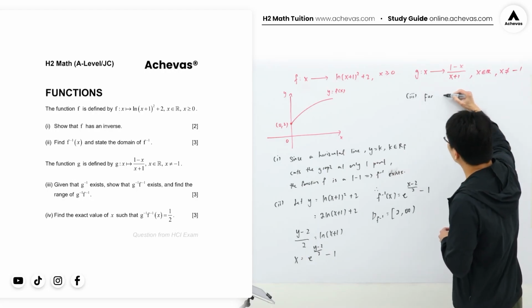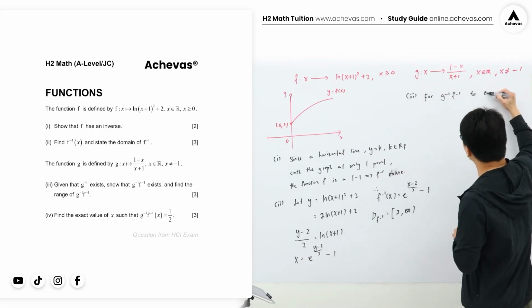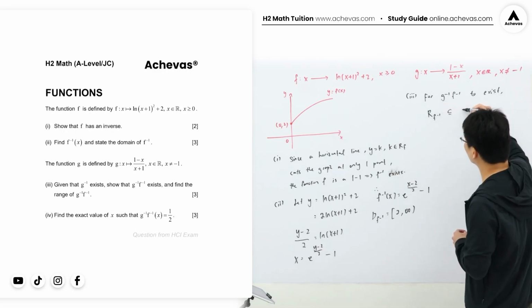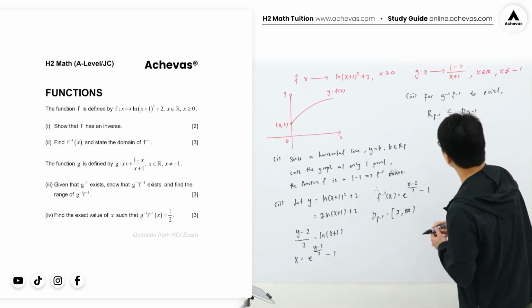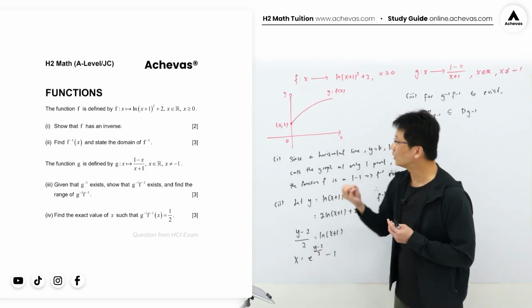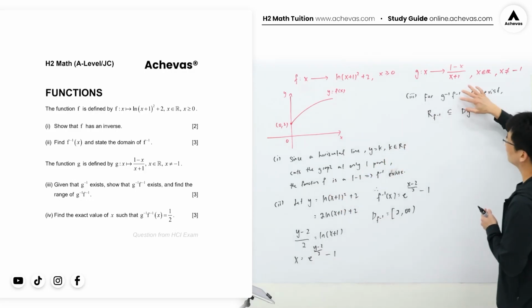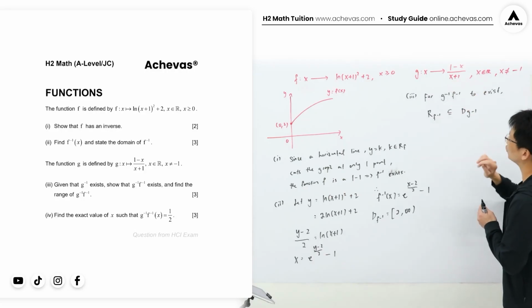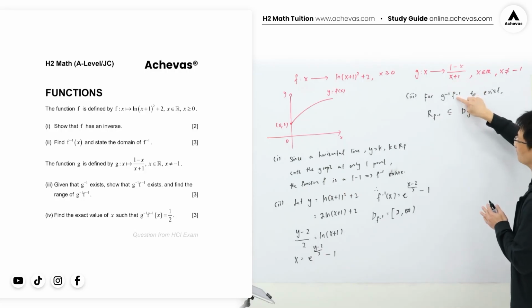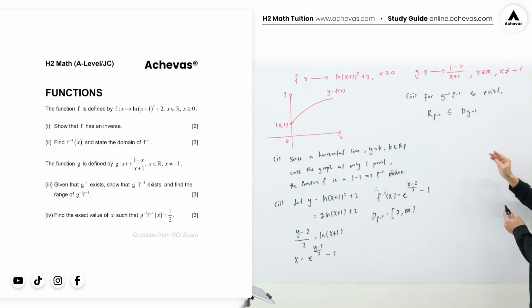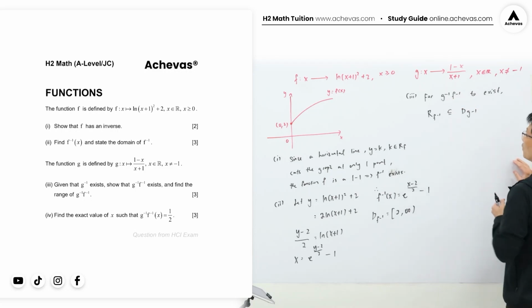For G inverse F inverse to exist, the requirement is that the range of my F inverse will be a subset of the domain of G inverse. For G inverse F inverse, we are dealing with a composite function. So the starting function actually is my F inverse, and since the F inverse is being put into the G inverse, the output of the F inverse, which is the range, must be able to go into the input of my G inverse. So that's why we have this particular criteria here.